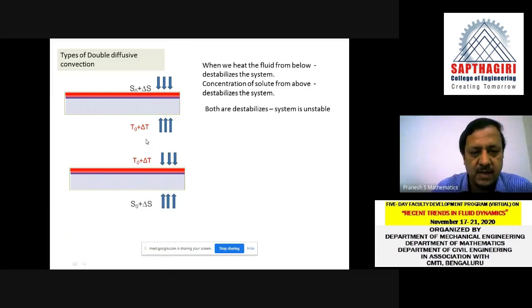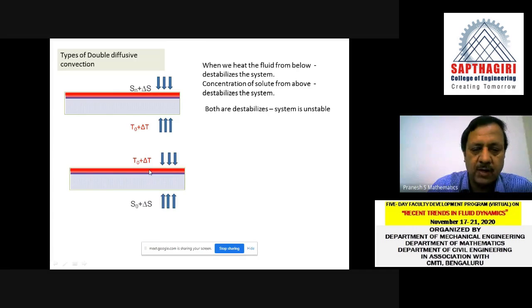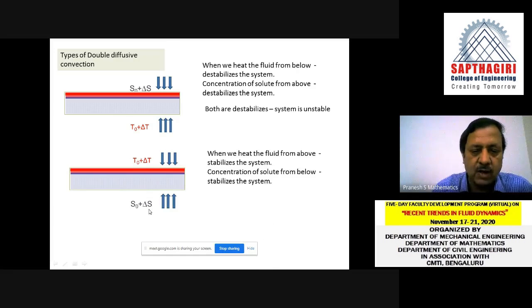Similarly, take the next case: suppose we heat from above and add solute from below. When you heat from above, all the fluid particles near the upper plate become less dense, and they stay there near the upper plate. And when you add solute from below, all these fluid particles settle down at the bottom. So there is no movement of fluid particles when we heat from above and add solute from below. Both heat and solute will not disturb the system. They make the system stable.